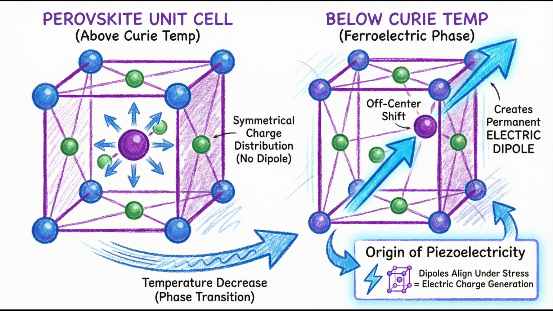The magic starts in the crystal lattice. Below a critical temperature, the central atom shifts, creating an electric dipole. This tiny imbalance is the fundamental source of all piezoelectric effects. But how do we harness it?